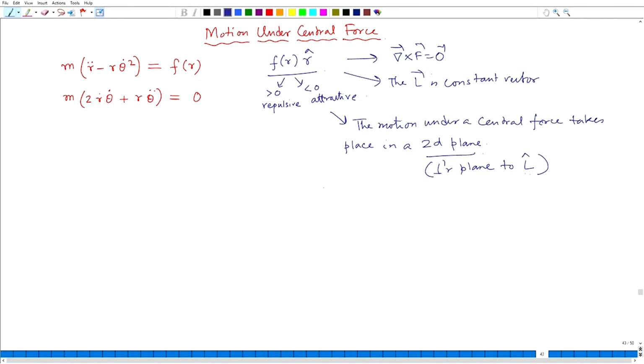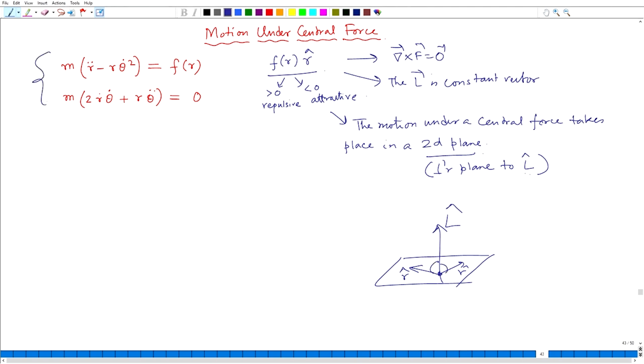So, let us say the particle is moving, for example, in such a plane like this, then the angular momentum vector will be exactly this, perpendicular to this. Then r cap can be anywhere in this plane. R cap may be here or here, but it will always be confined in this plane, so that r cap dot L cap is always 0. That we have to maintain.